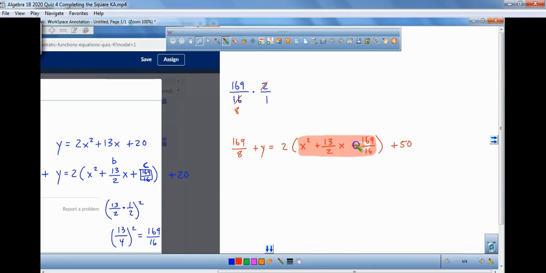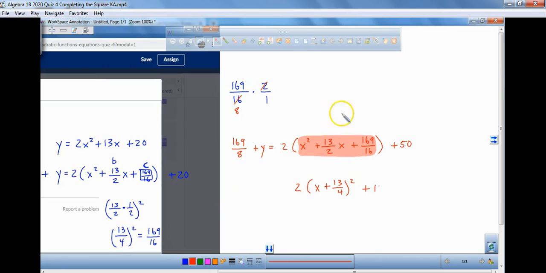But we are going to factor this correctly. So this right here, we are going to factor correctly to x plus 13 over 4 close parentheses squared. And so we're going to put a 2 out in front. For some reason I put plus 50 when I should have put plus 20. But you'll see me get it wrong here in just a little bit. 169 over 8 plus y.